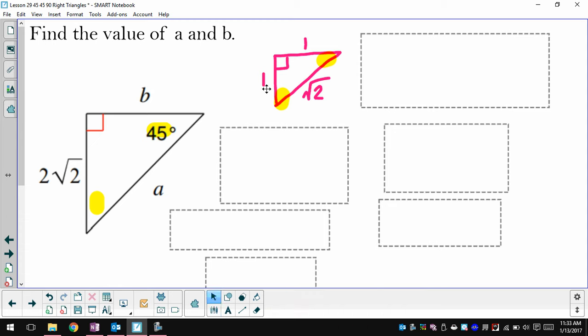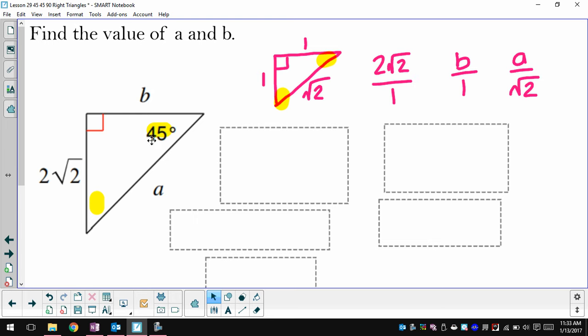So what I have here are two similar triangles. All of the angles are the same. So we know that these triangles are similar, so we can write proportions relating the corresponding sides. So let's do that. This side that's 2 root 2 corresponds to this side that's 1. This side that is B corresponds to 1. And A, the hypotenuse, corresponds to root 2. It's important to notice that all my values on top of the fractions came from the same triangle.